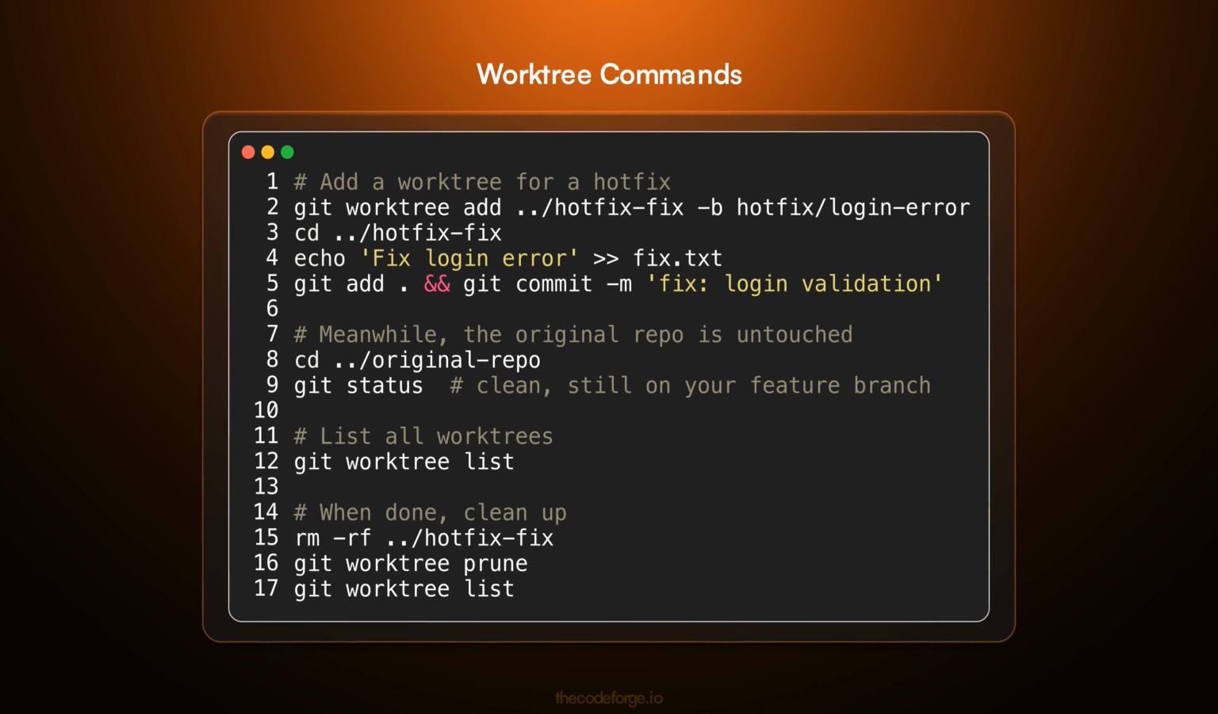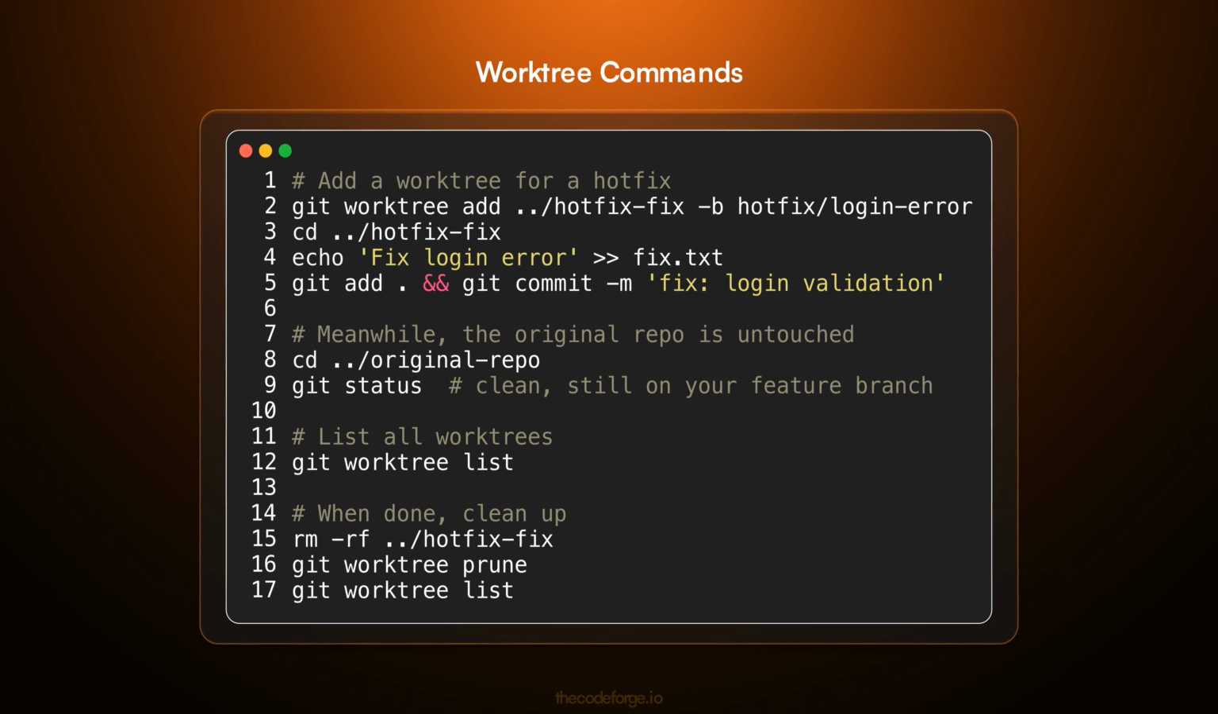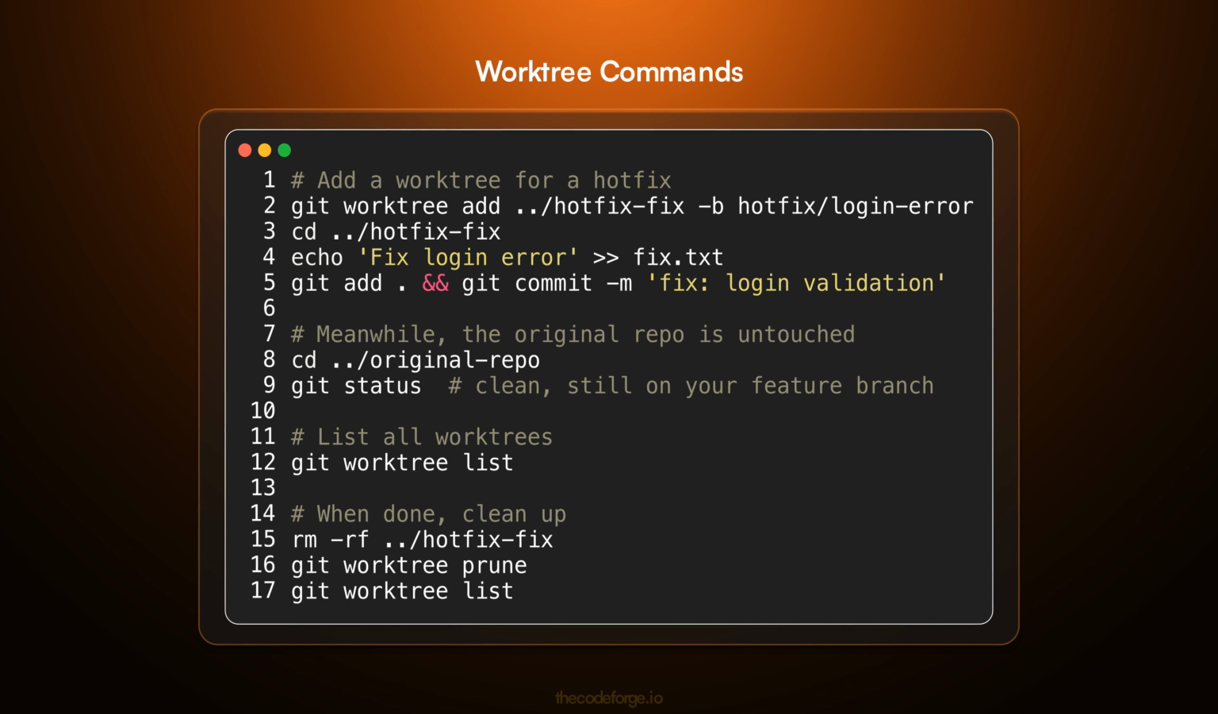Here's a full example. We create a worktree for a hotfix, make a commit, then switch back to the original repo, it's untouched. Finally, we clean up by removing the directory and pruning stale metadata.